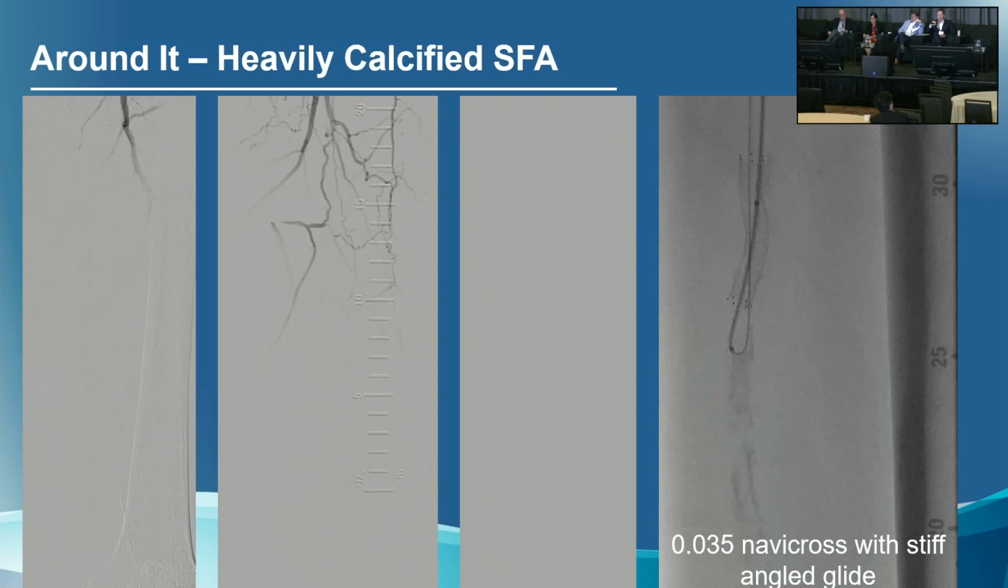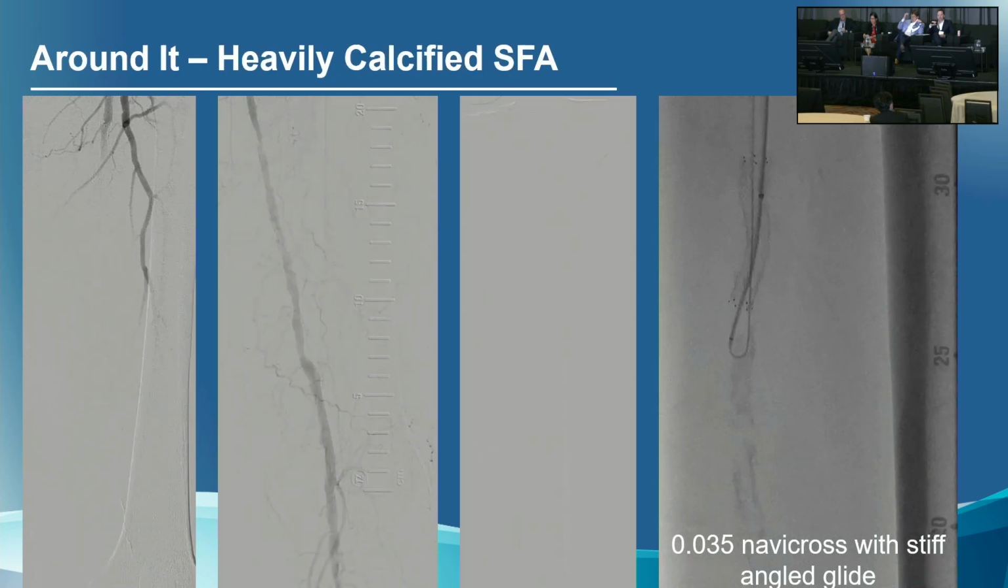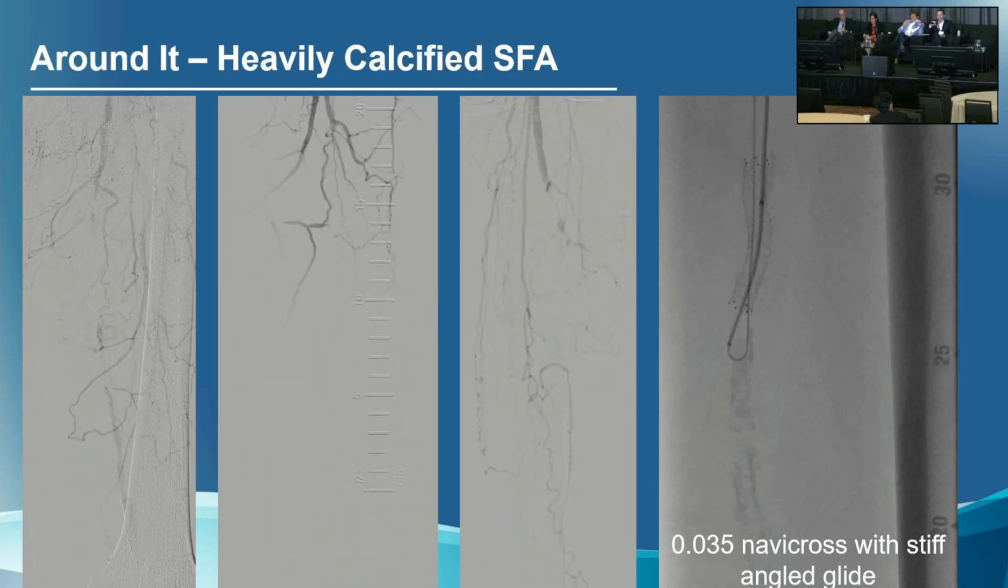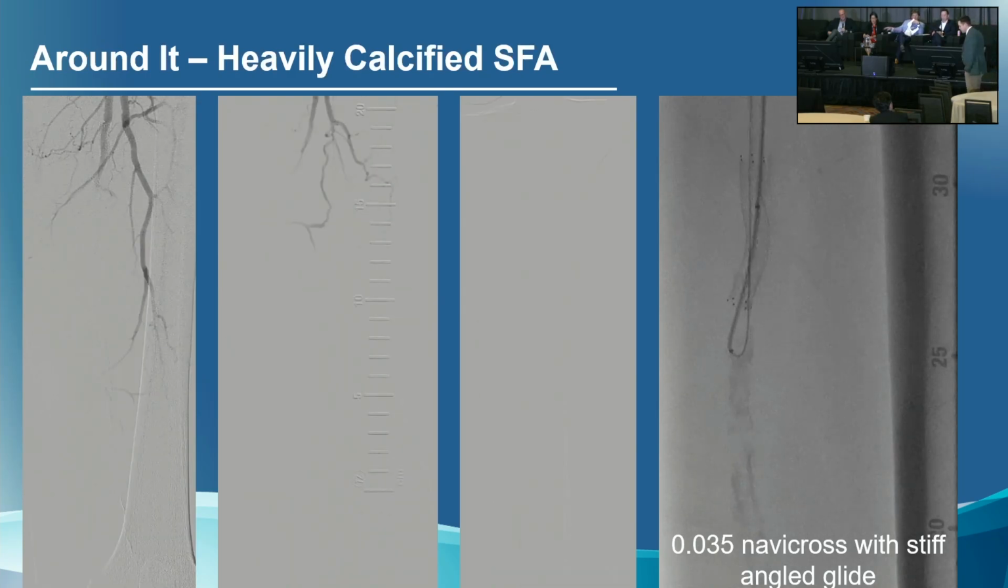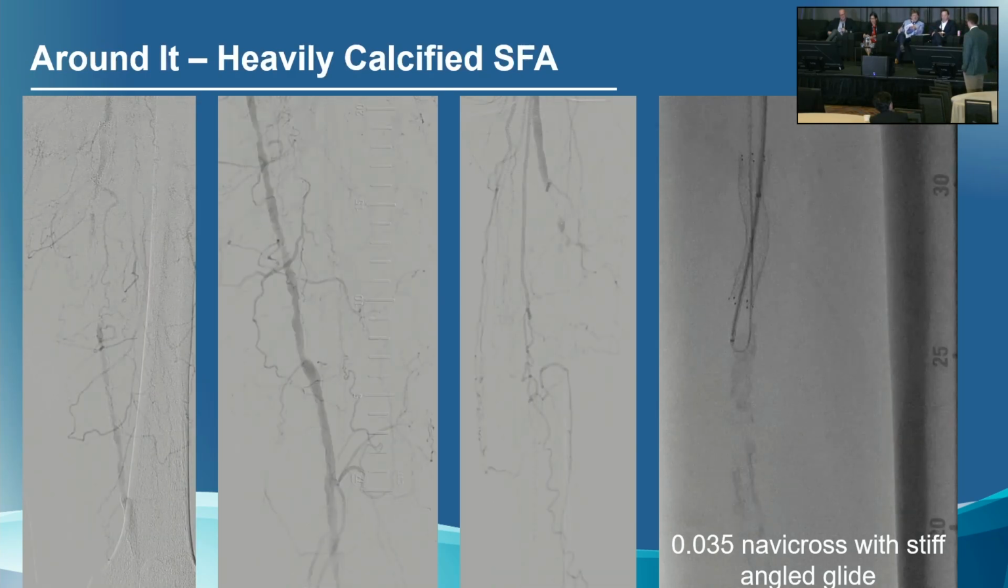I tried to just use the bare catheter, the blunt tip of the Navicross, and was unable to penetrate the cap. I think the biggest challenge here was the loss of pushability, trying to go up and over through the tortuous iliacs.